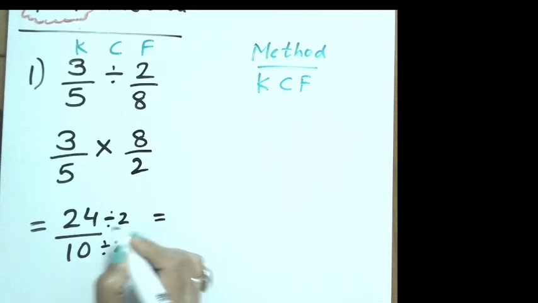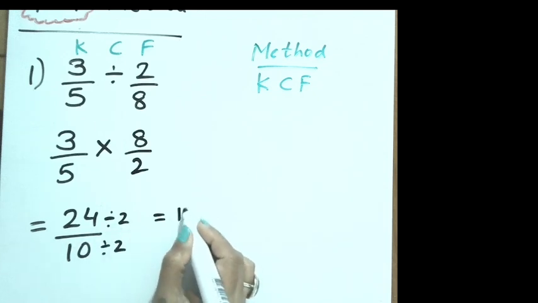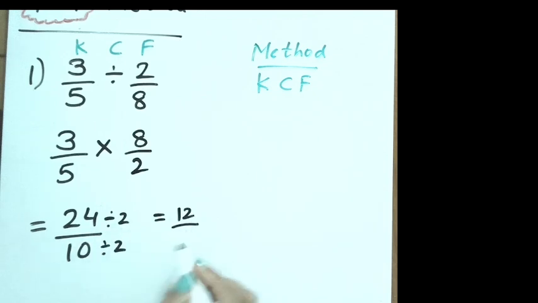How many 2s make 24? It will be 12. And how many 2s make 10? 5. So this is my simplified answer. So this is my final answer.